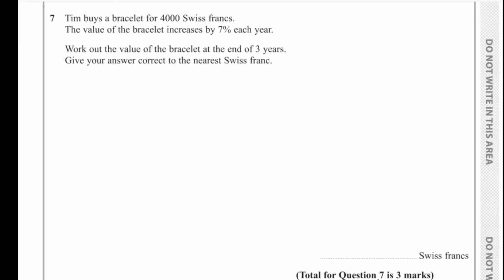Question 7 under percentages. In this question, Tim buys a bracelet for 4,000 Swiss francs. The value of the bracelet increases by 7% each year. Work out the value of the bracelet at the end of 3 years. Give your answer correct to the nearest Swiss franc. When doing this question, you have to know that there are a few percentage formulae. This is one of them, compound interest. Under compound interest, we have to focus on this formula, the total investment.